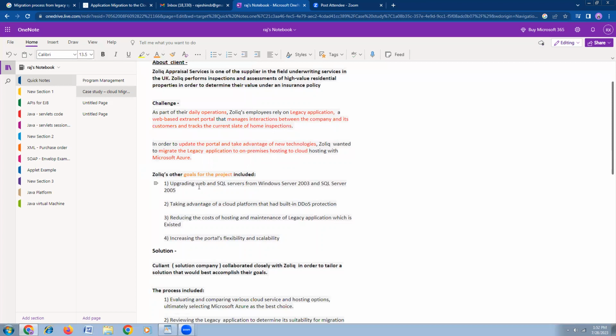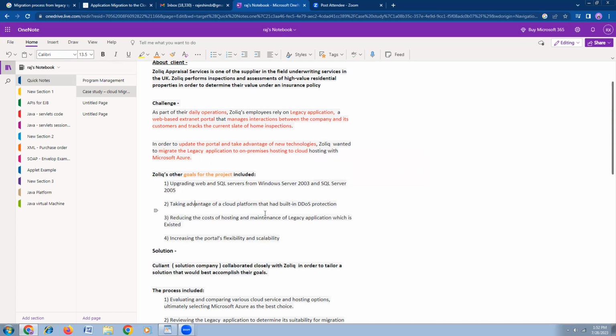Application upgrading: web application as well as SQL services from Windows Server 2003 to SQL 2005. So this Windows 2003 and this SQL server are an existing system or process they were using. This is one goal which Jolik wants to achieve out of the project, as a solution.